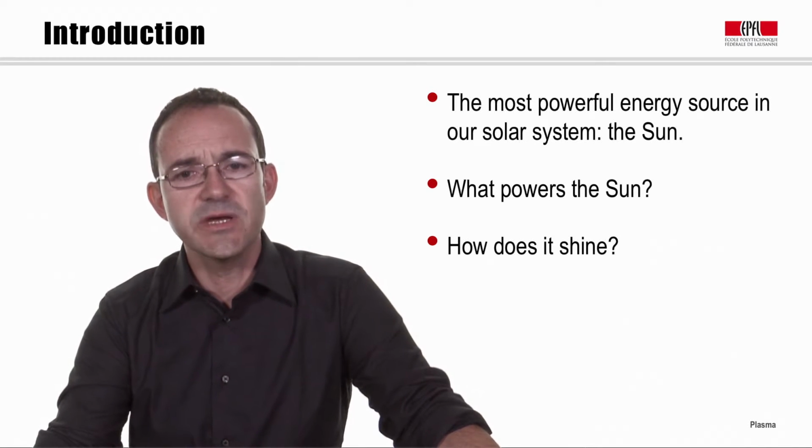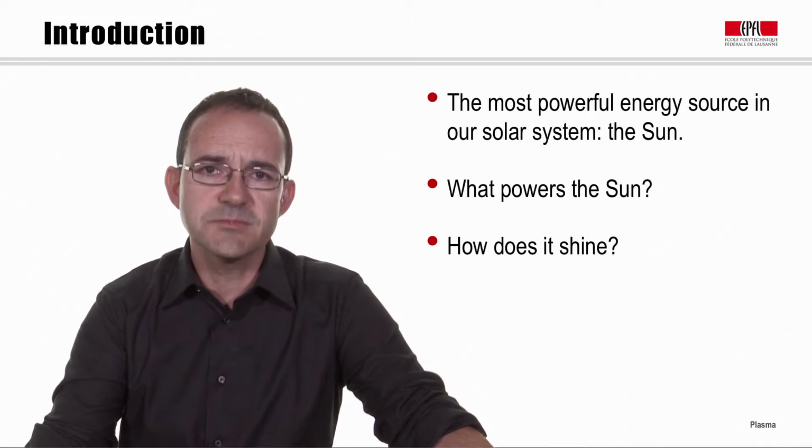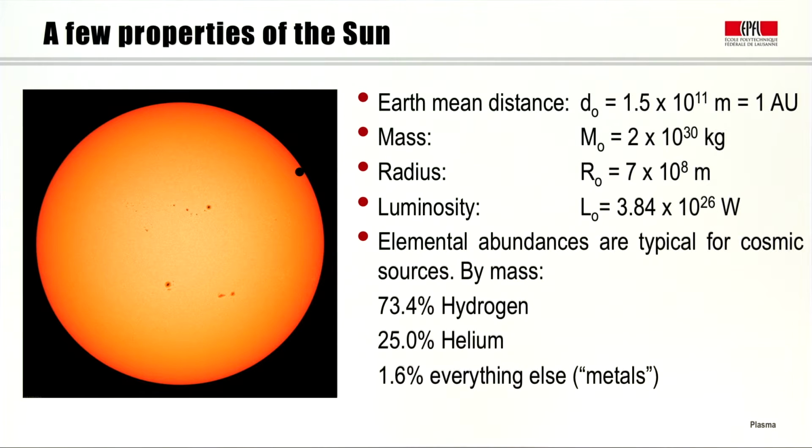We will address this question in a simplified way by using the fundamental tools of plasma physics that you have learned so far. Let me introduce first a few properties of the Sun. The solar distance from Earth is called the astronomical unit. It is approximately 1.5 × 10^11 meters on average. The astronomical unit is a basic unit in the solar system and even beyond.